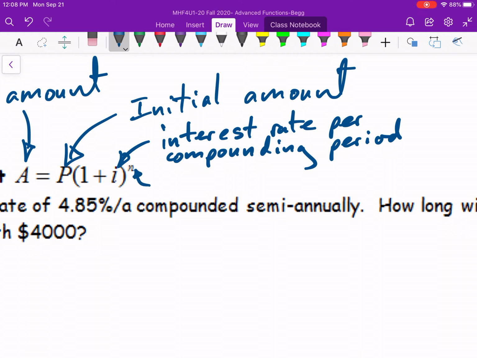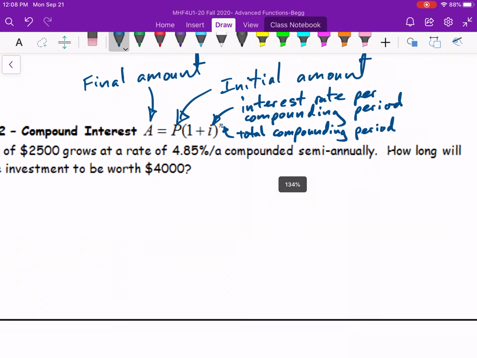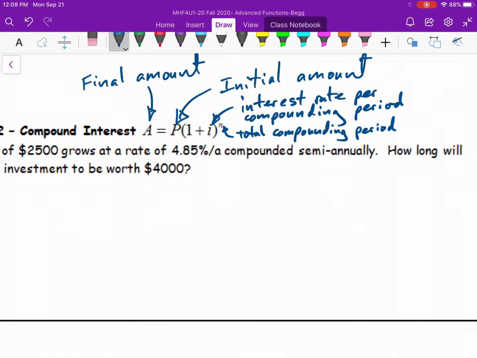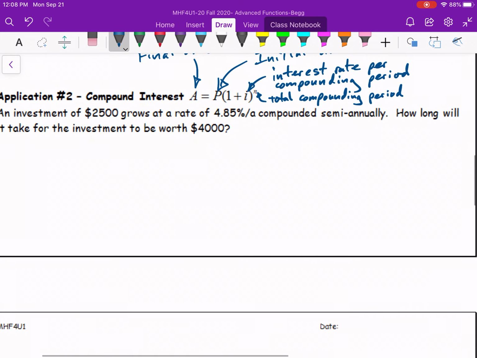And finally, we have n, which is our total number of compounding periods. So again, if we compound every month an investment, but we do it for 10 years, 12 times a year times 10 years means that n would be 120, because there'd be 120 times that interest has been calculated.